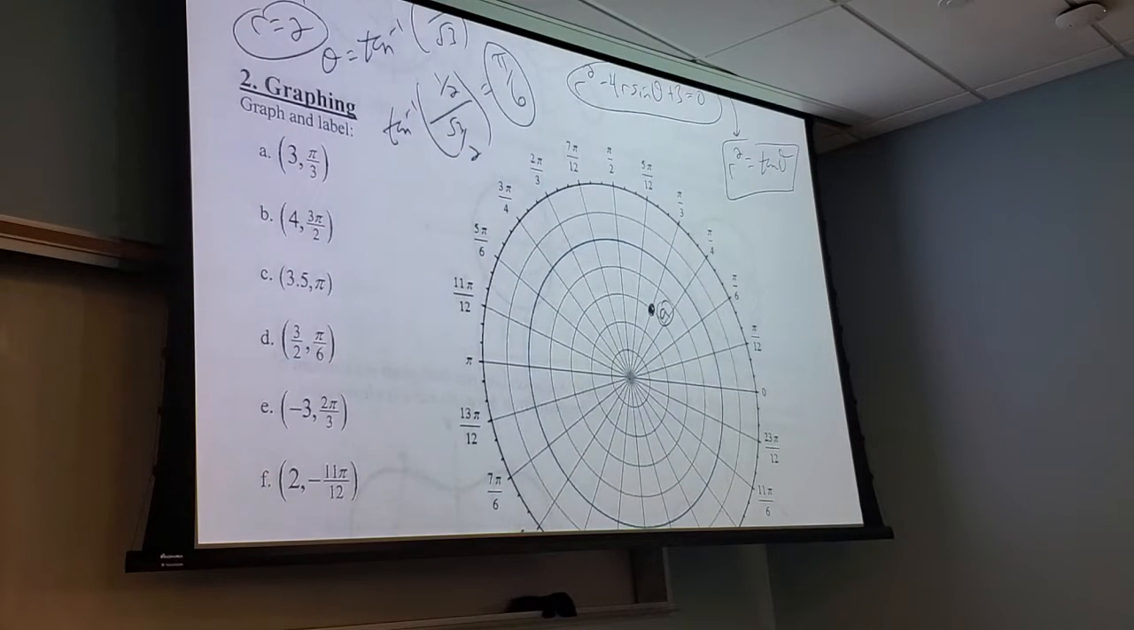x, y just tells me how to move left and right, up and down. r, theta tells me what angle to turn through and then how far out to walk. That's it. We don't even think twice about x, y anymore, but it's telling me directions. This is just telling me directions, just in a different way.